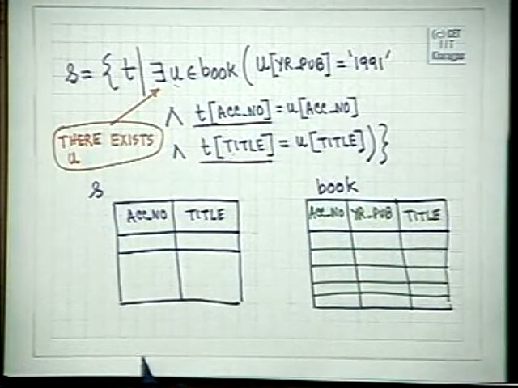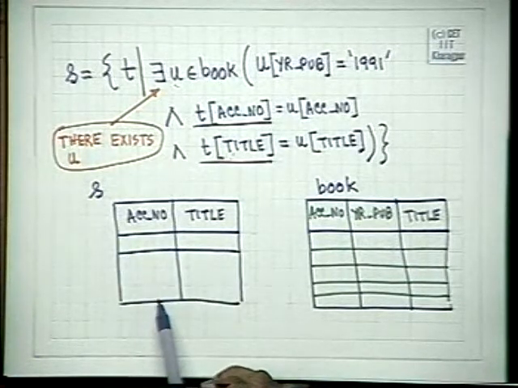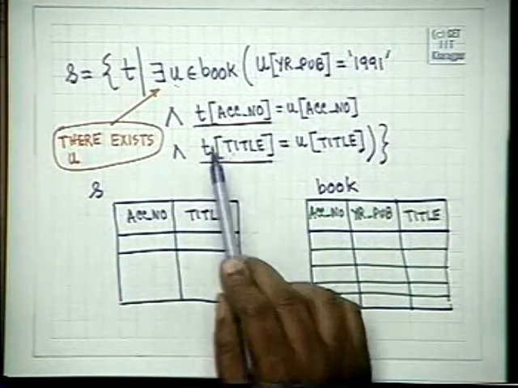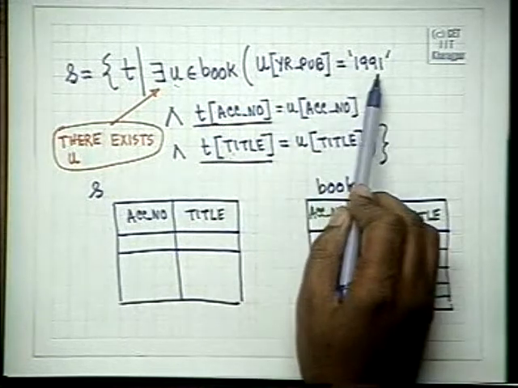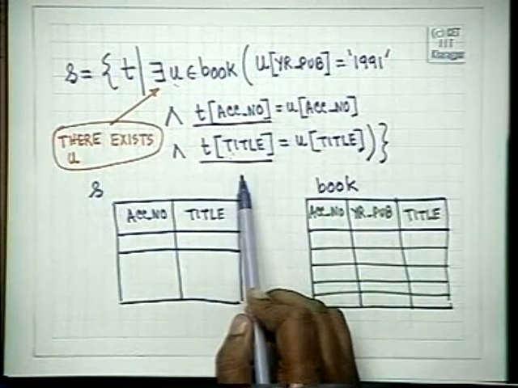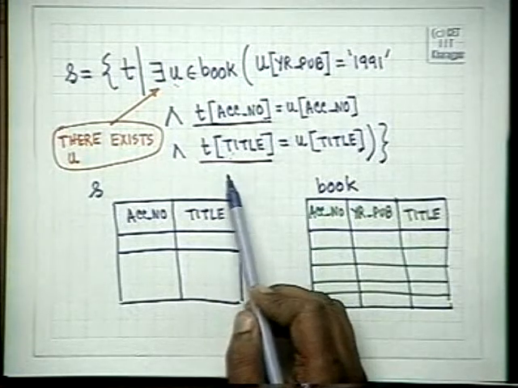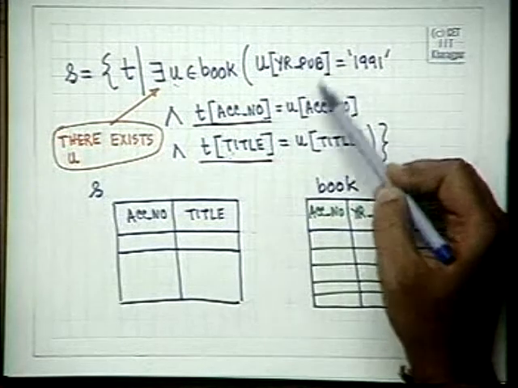So this way, we have specified the property of each and every tuple in T. We have not specified exactly how to get it. That is, we will not specify that we will have to first select out all tuples which are 1991 and then project out accession number and title. That sequence we have not set. And in fact, you can order these up in any way, it does not matter.